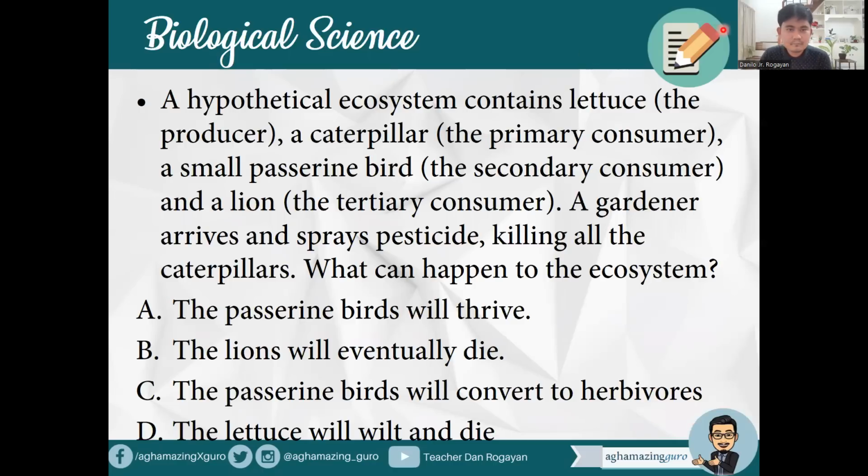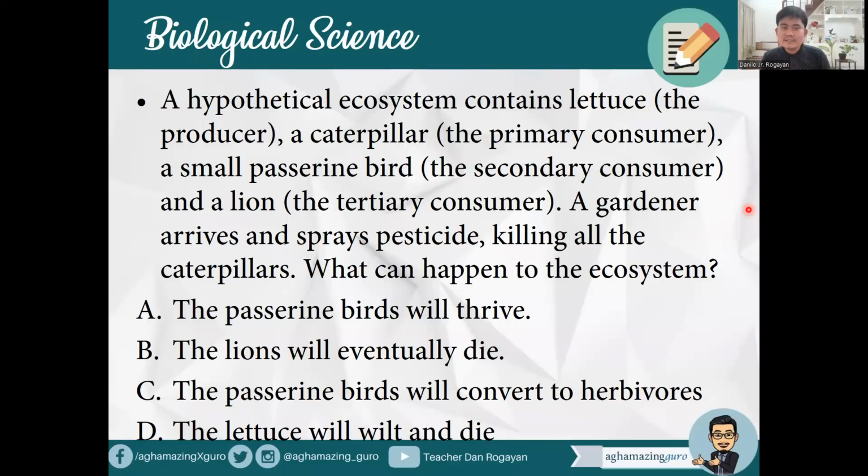Okay. What's the answer, teachers? Okay. All right. Sige. So, okay. I can see B, D, and C. Wala ba mag-A? Okay, iba-iba. Sige, okay lang yan. All right, sige.